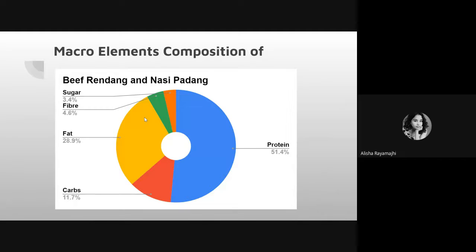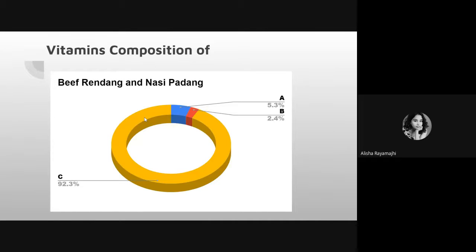Next slide. Similarly, the vitamin composition of beef rendang and nasi padang is: vitamin A contains 5.3%, vitamin B contains 2.4%, and vitamin C contains 92.3%.